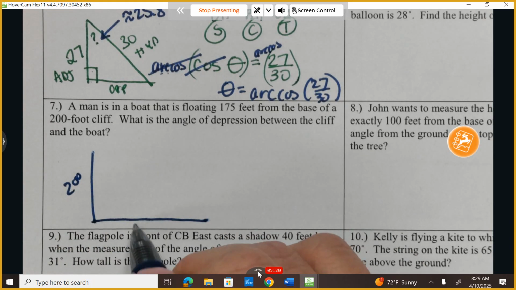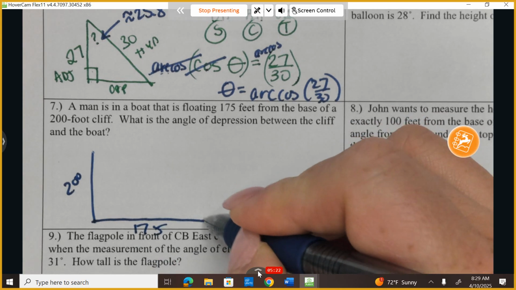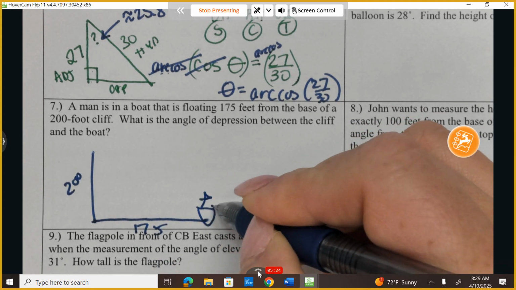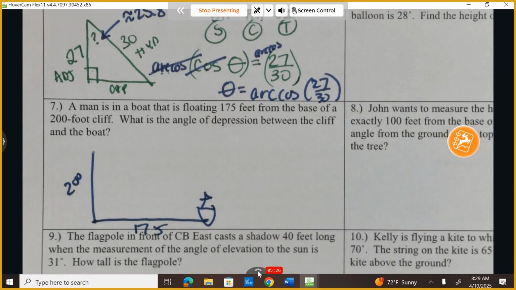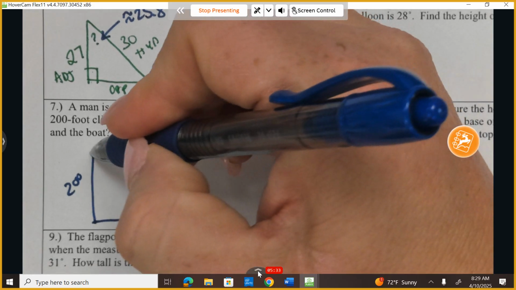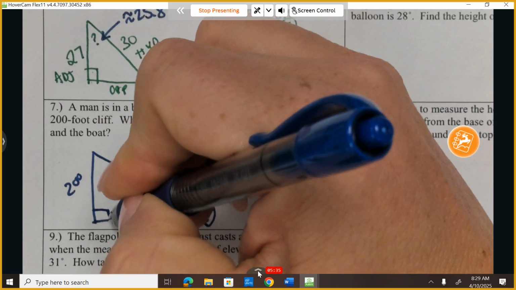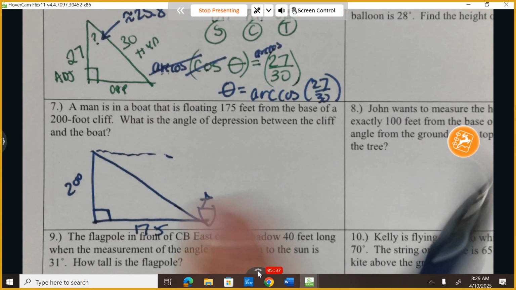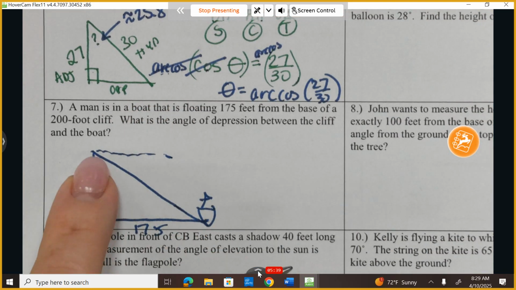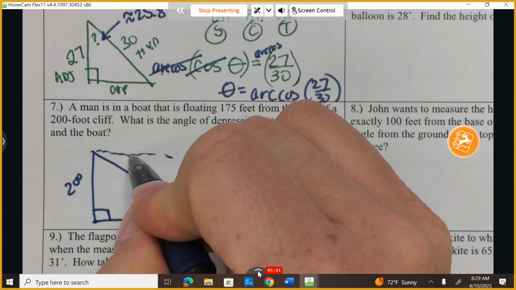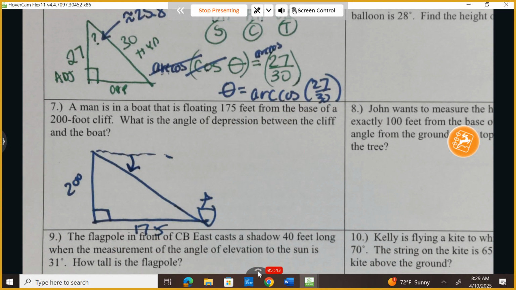Okay, and we have 175 feet here. This is a man floating in a boat. Now, watch. Please look. What is the angle of depression between the cliff and the boat? This is where people messed up. So, angle of depression, now follow it, from the cliff to the boat. Angle of depression is this drop-down angle. So this drop-down angle we need to know.